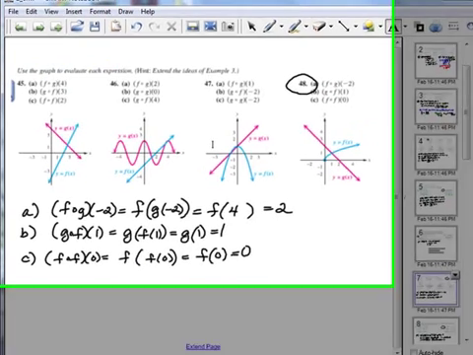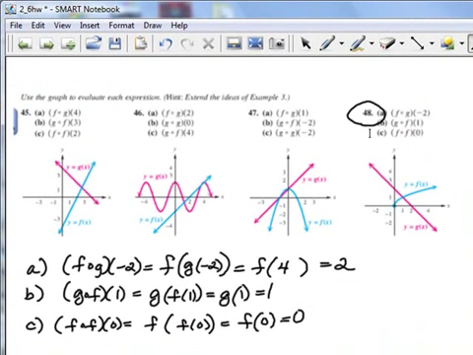Now, we're going to use the graphs in a slightly different way to look at the composition. F composed with G of negative 2 means to do F of G of negative 2. So we have to first find the inside expression. What is G of negative 2? Well, if we go over to find negative 2 and go up, G of negative 2 is 4. So now with composition, we plug that into the function f. So now we find f of 4, and f of 4 is 2.